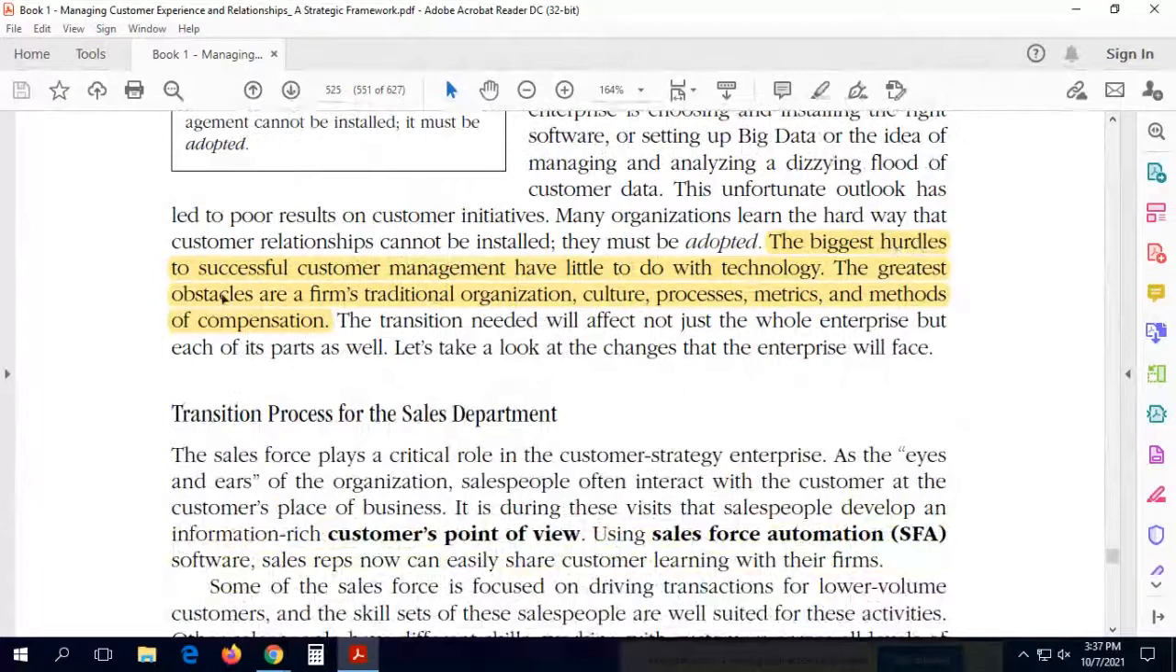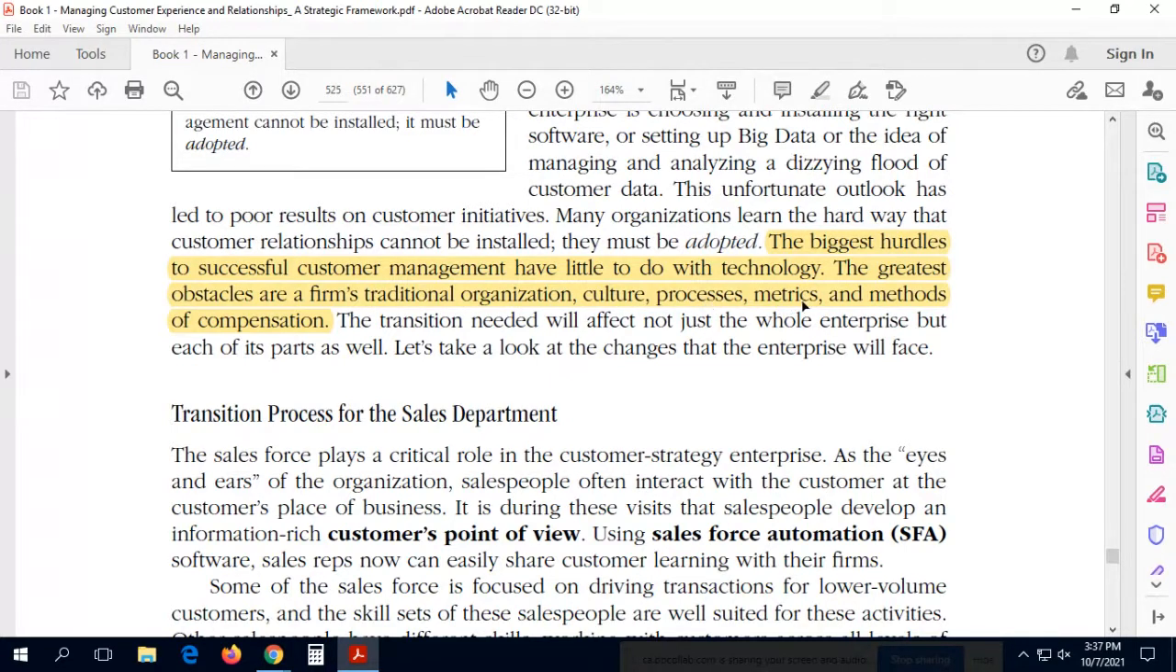The biggest hurdles to successful customer management have little to do with technology. The greatest obstacles are a firm's traditional organization, culture, processes, metrics, and methods of compensation. And when you read the chapters on the top, the examples I skipped, you will see that these are the things they are talking about. They are talking about traditional organization, status quo type of organization, culture which does not promote maybe quality. Quality principles are not being promoted there. Maybe that is the case.